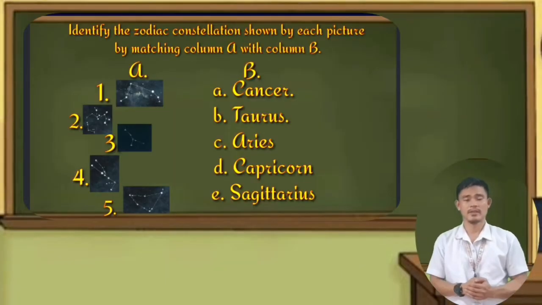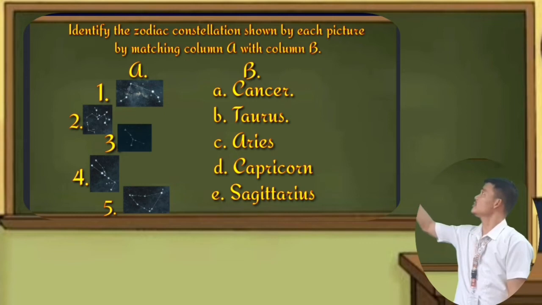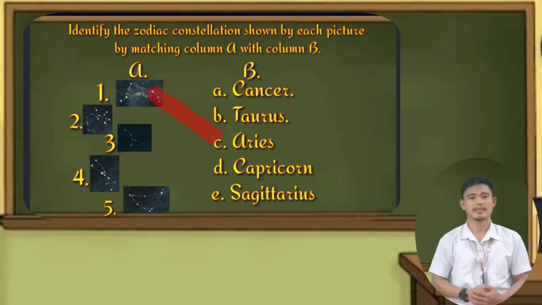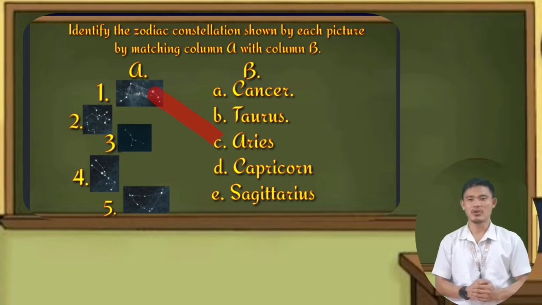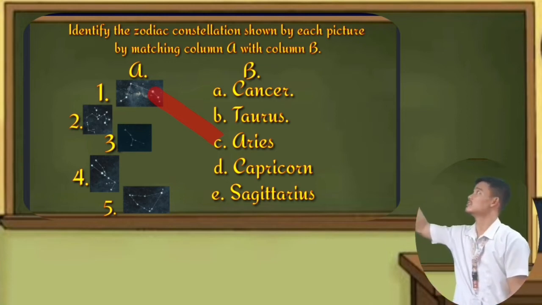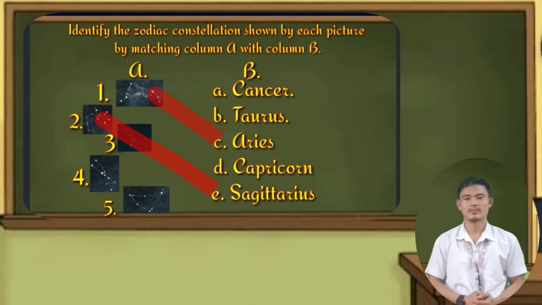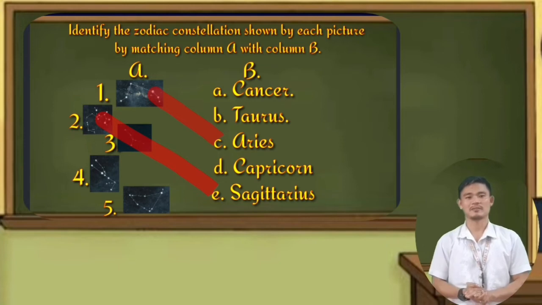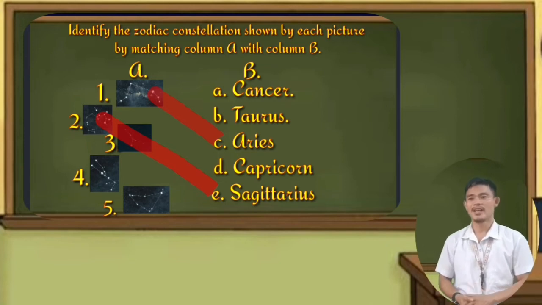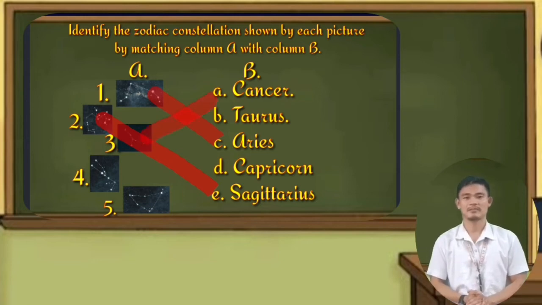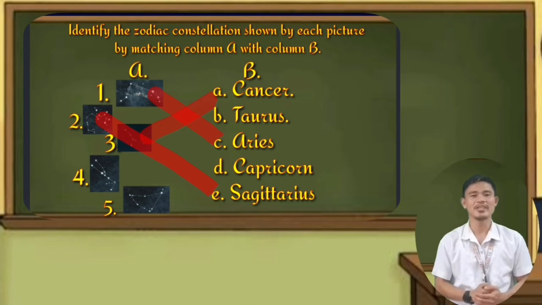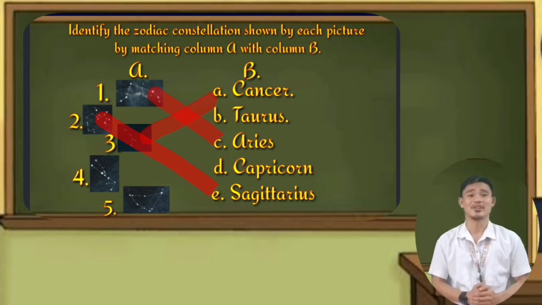Alright, let us check. For number 1, what is that constellation? Very good. The correct answer is letter C. That's Aries. Number 2, what is that constellation? Correct. The answer is letter E. Sagittarius. Next item, number 3. What is that? Very good. The correct answer is letter A, Cancer.